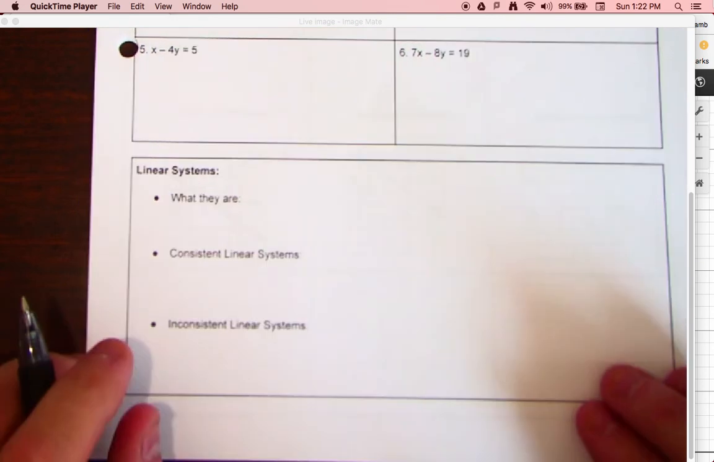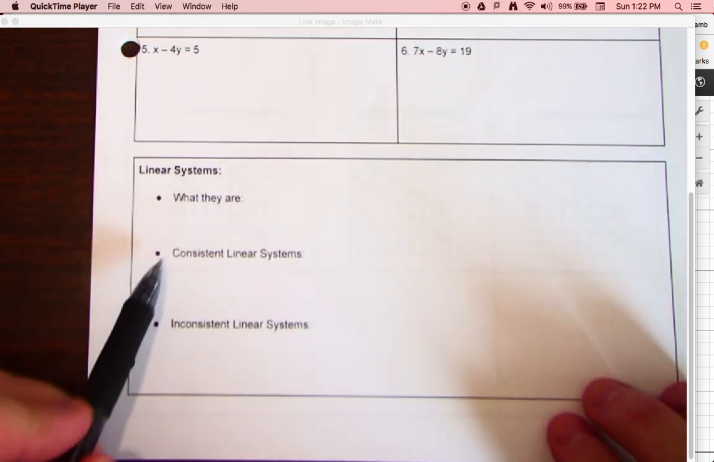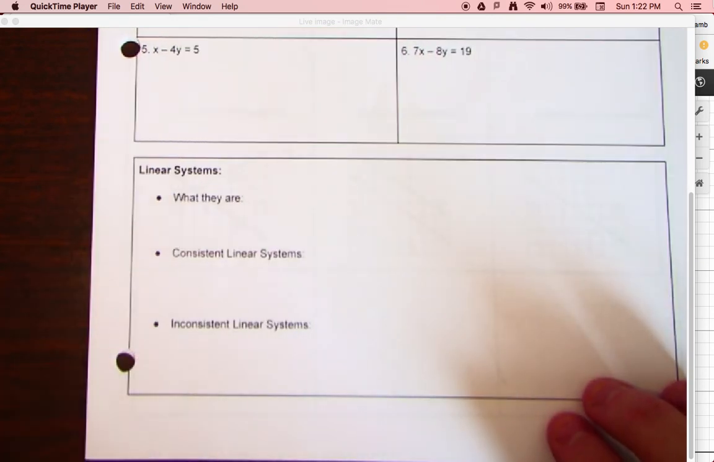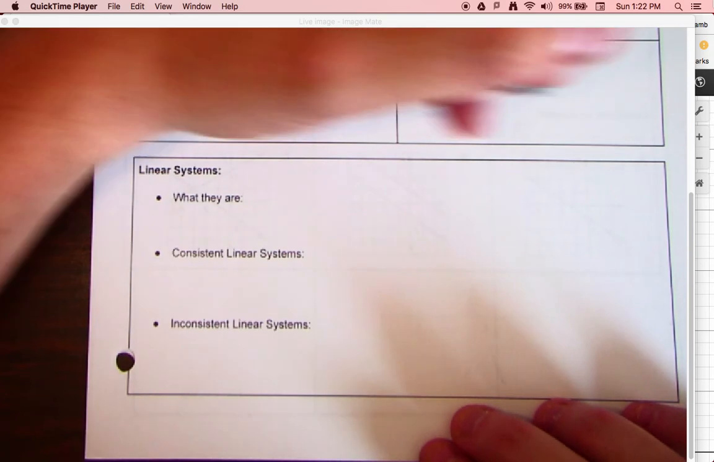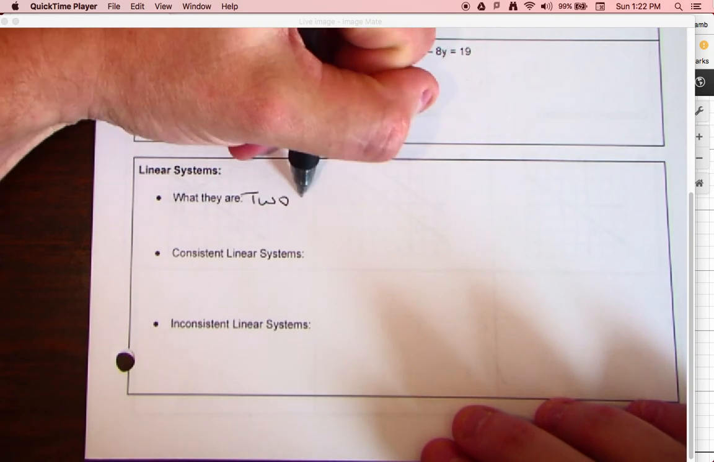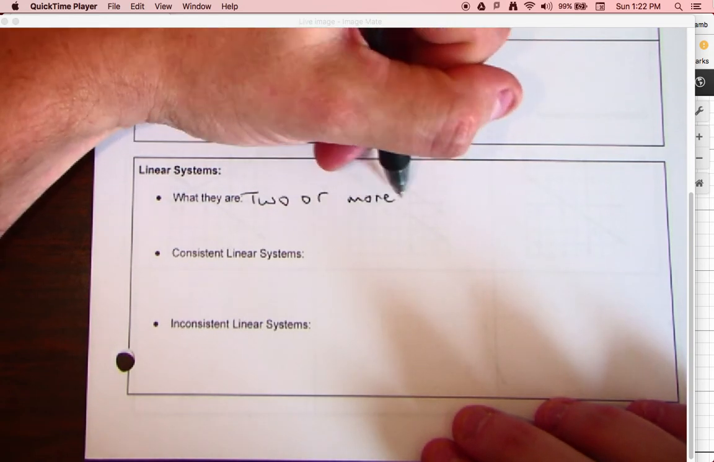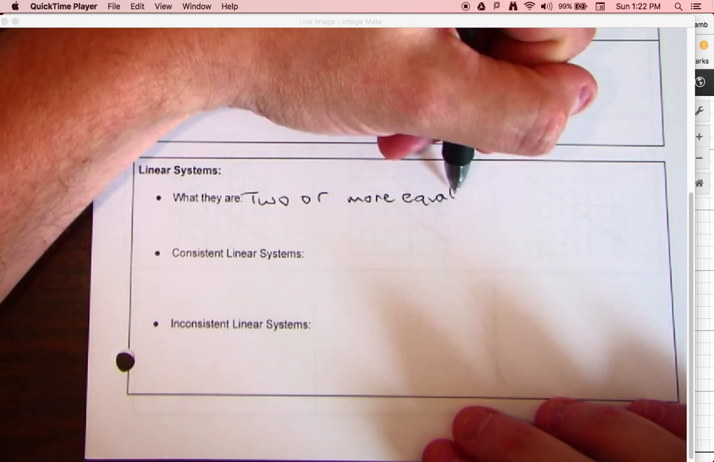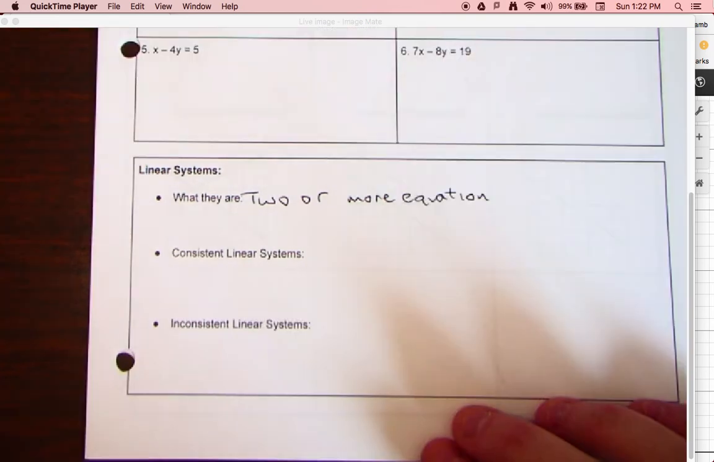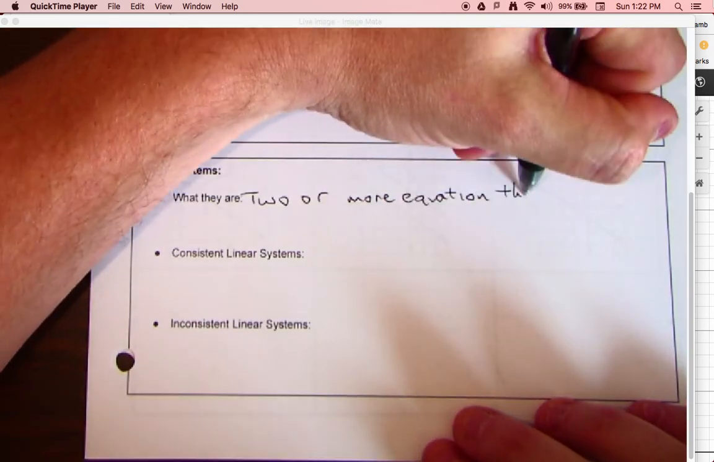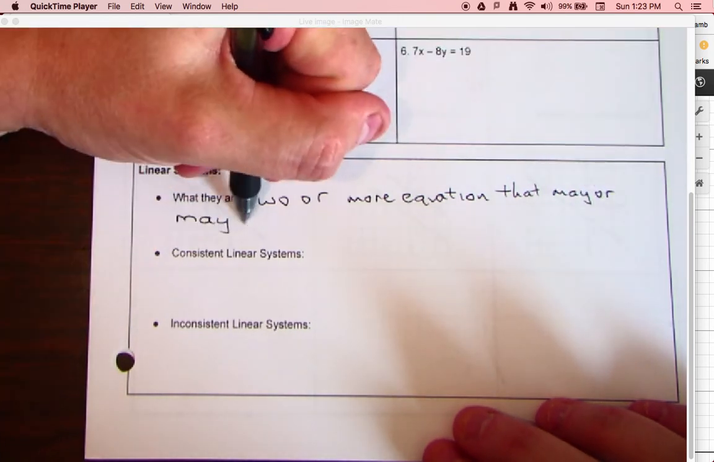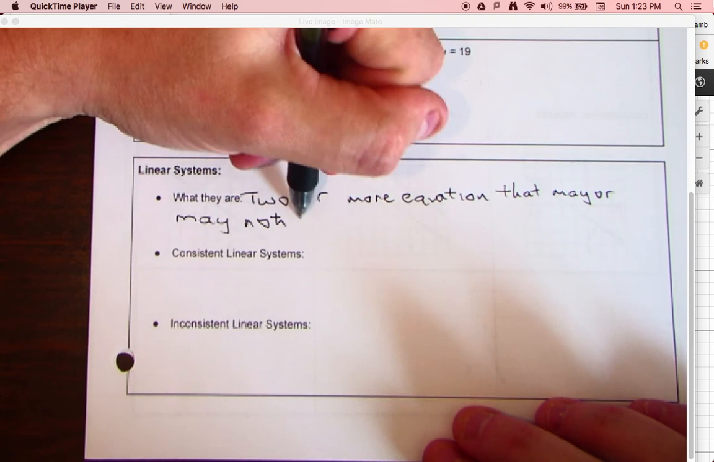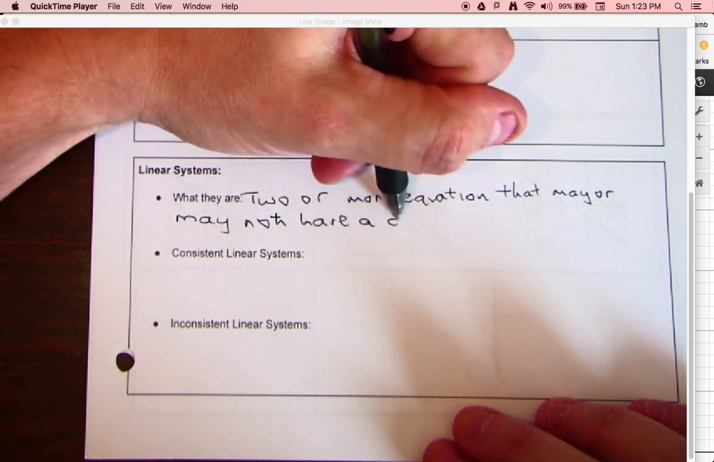So anyway, linear systems. Let's talk about what they are, and then I want to give you an example of consistent linear systems and inconsistent linear systems. Essentially, a linear system is two or more equations that may or may not have a common solution. So let's put that definition down. Two or more equations, and you can think functions also. Two or more equations that may or may not have a common solution.